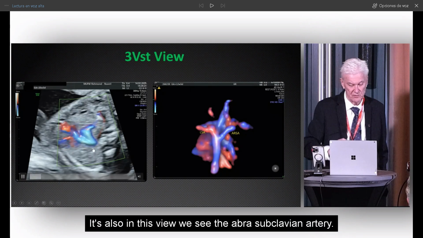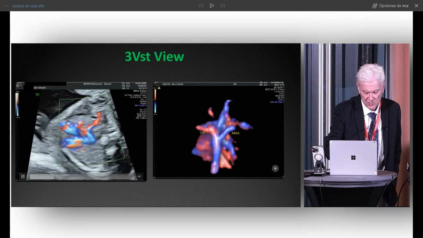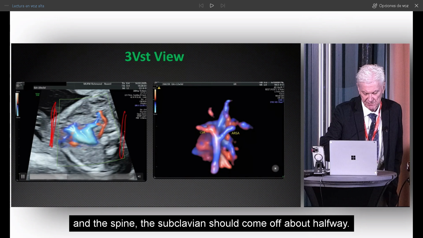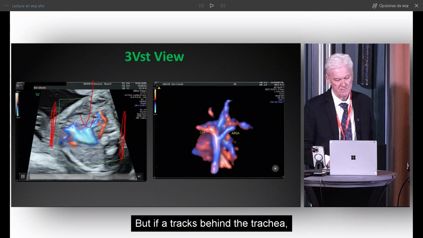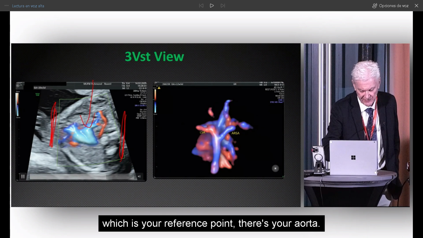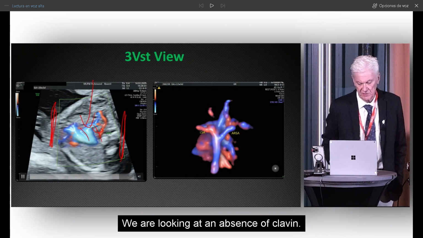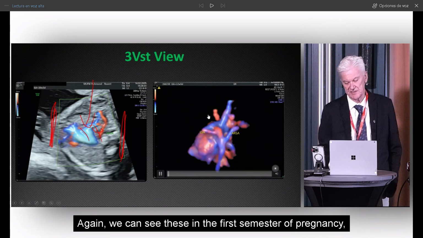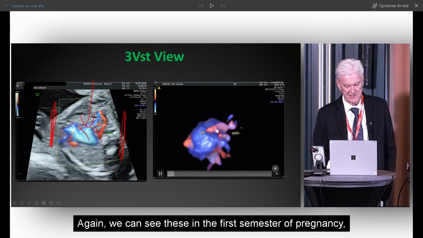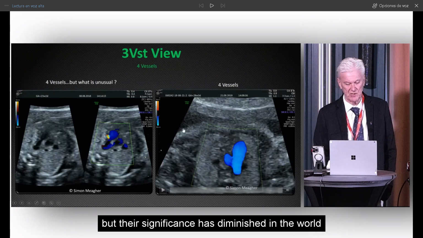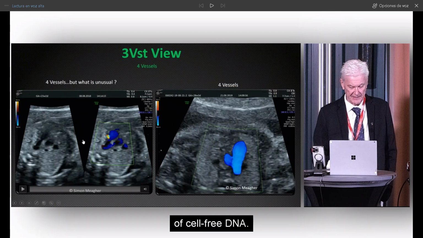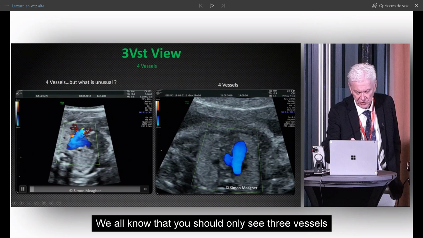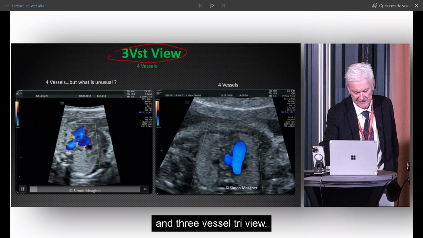It's also in this view we see the aberrant subclavian artery. When you look at the chest and the spine, the subclavian should come off about halfway. But if it tracks behind the trachea, which is your reference point, there's your aorta, we're looking at an aberrant subclavian. Again, we can see these in the first trimester of pregnancy, but their significance is diminished in the world of cell-free DNA. We all know that you should only see three vessels in three-vessel tracheal view.